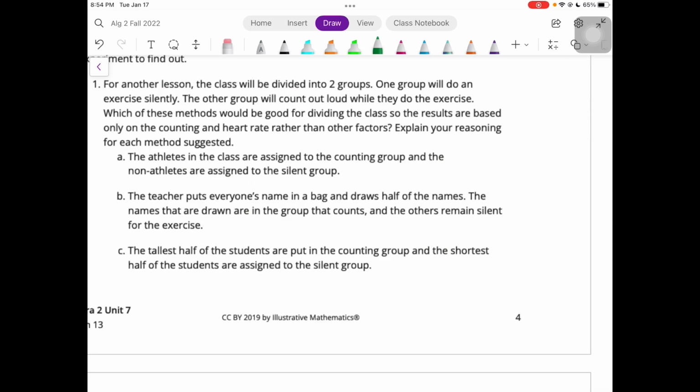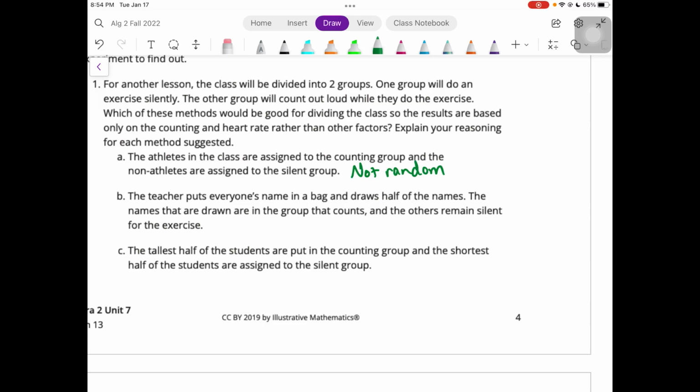All right. The athletes in the class are assigned to the counting group and the non-athletes are assigned to the silent group. Well, that is silly because it is not random. And the athletes might do better on the exercise anyway, depending on what the exercise is.